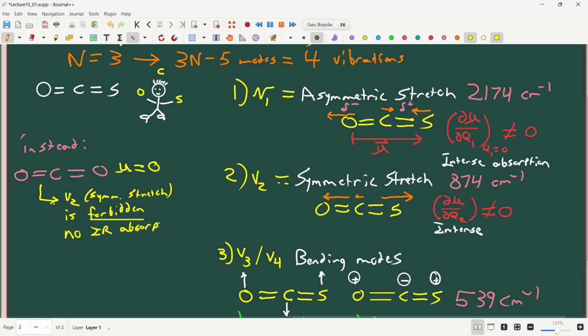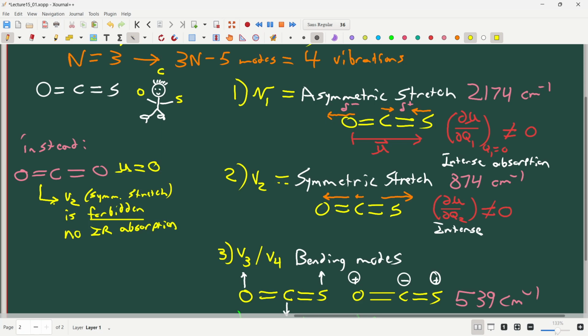Okay? But everything else is precisely the same. Of course, the frequencies change because the carbon-sulfur bond is weaker than the carbon-oxygen bond. So the frequencies will be different. But the only difference between the two molecules vibrationally, other than their frequencies, is the fact that nu2 is going to be forbidden because the dipole doesn't change. So that's a unique thing about these symmetric linear molecules. But in general, all linear molecules vibrate precisely the same way.